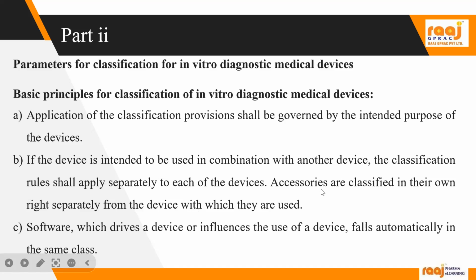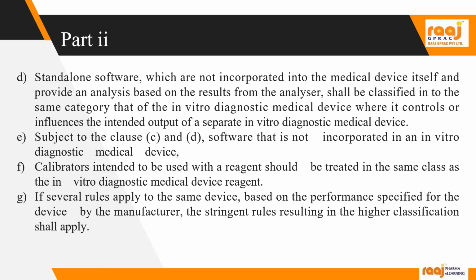Same thing, it is given under part 1. Accessories are also classified in their own right, separately from the device. If you see A, B, C, D, there it is given 1, 2, 3, 4, right? Then again, see software which drives a device or influences the use of a device falls automatically in the same class. Then the standalone software, which is not incorporated in the medical device itself, provides an analysis based on the results from the analyzer.